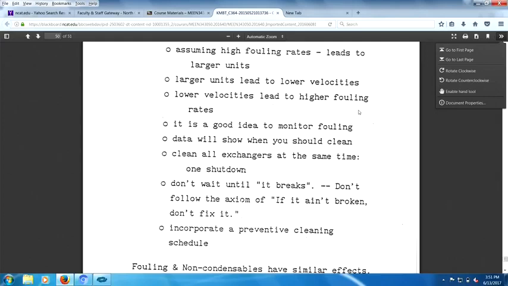Good idea to monitor fouling; data will show when you need to clean. Clean all exchangers at the same time, one shutdown. Don't wait until it breaks.